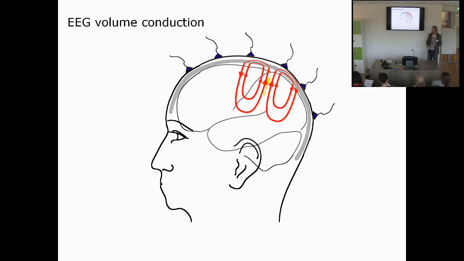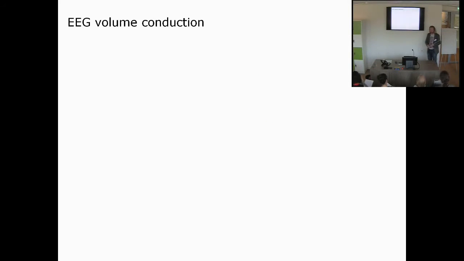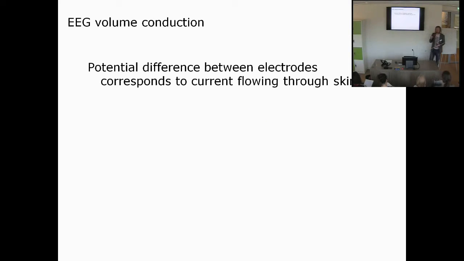If we consider EEG, then we know that we have cortical tissue. That cortical tissue is activated, and that cortical tissue produces currents, volume currents that are flowing through the tissue of the brain, through the skull into the skin. And if we then apply electrodes to the skin, we can record these currents as a potential distribution between these electrodes. So that means that with EEG we're recording the potential that is due to the volume currents. And the potential difference between the electrodes corresponds to this current flowing through the skin.